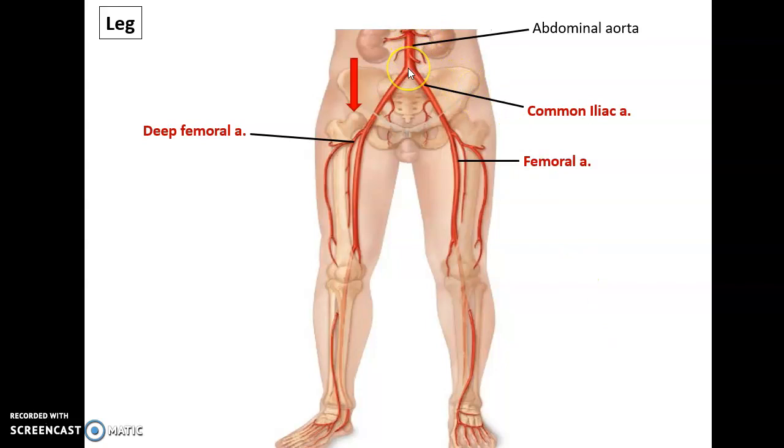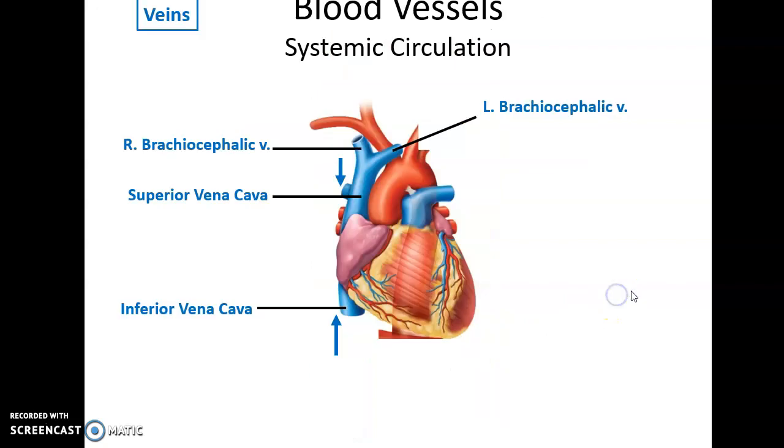At the inferior end of the abdominal aorta, it will split into the common iliac arteries. The common iliac arteries will then carry blood to the legs, and the blood will enter the femoral artery, which travels all the way down to the bottom of the foot. Branching off the femoral artery is the deep femoral artery. So it goes common iliac artery, which then branches into the deep femoral artery and the femoral artery. All right, that was the arteries.